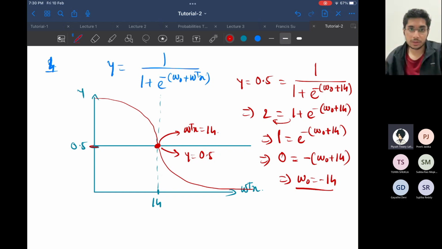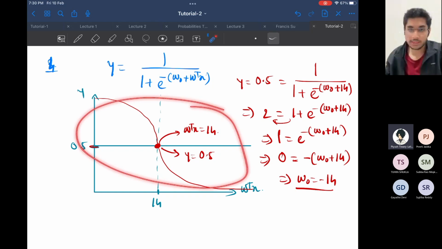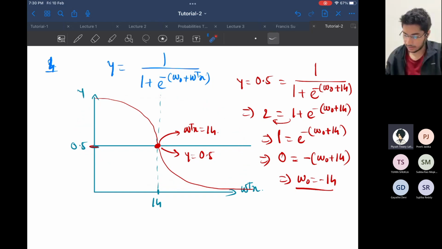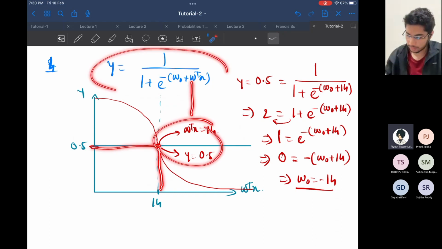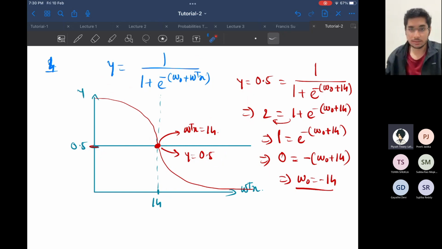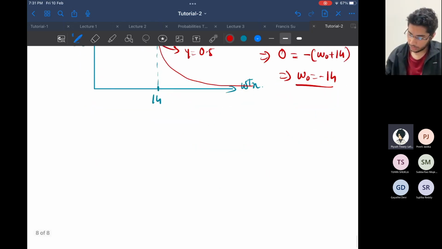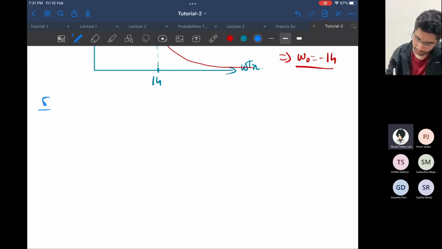Right. So again, easy problem. You just need to see the graph and interpret what is written, and just see the x-axis, what is the y-axis, substitute these things in this formula, and the rest is easy. Okay, so moving on, the fifth question.